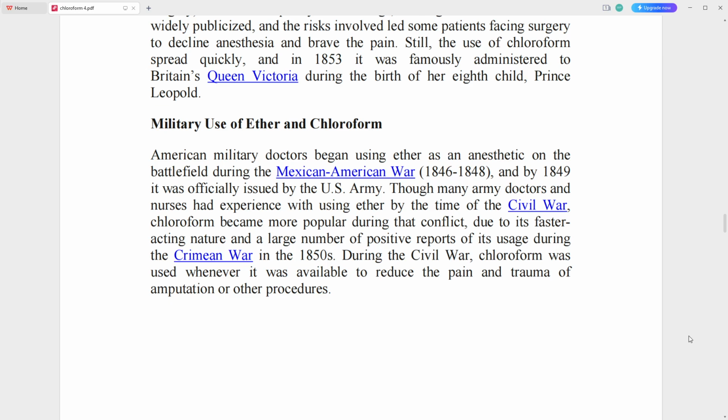Chloroform became more popular during the conflict due to its faster acting nature and a large number of positive reports of its usage during the Crimean War. In the 1850s, during the Civil War, chloroform was used whenever it was available to reduce the pain and trauma of amputation and other procedures.